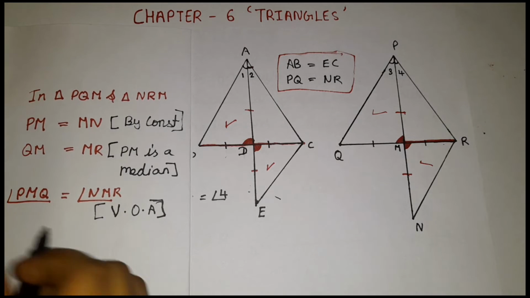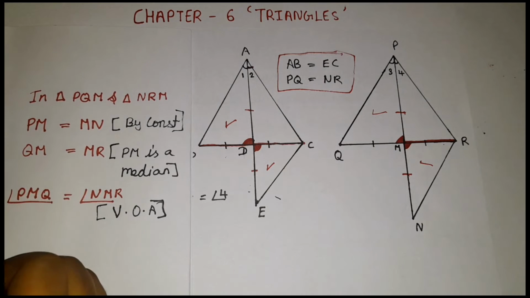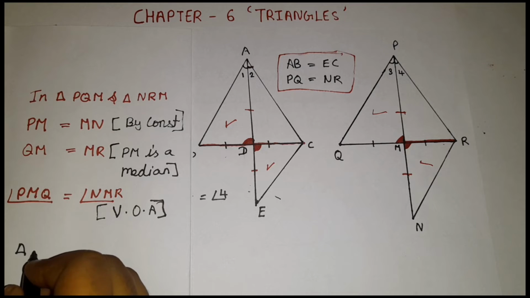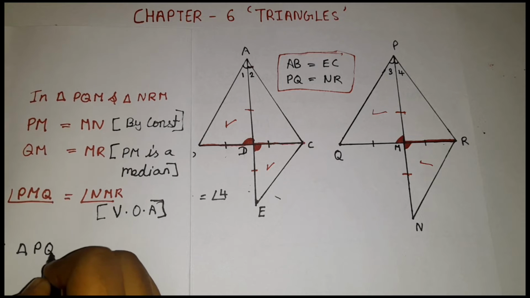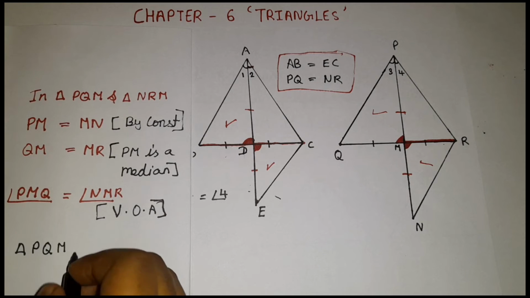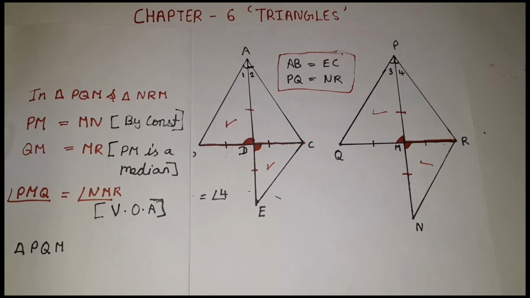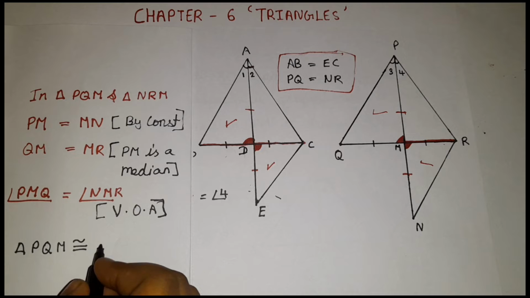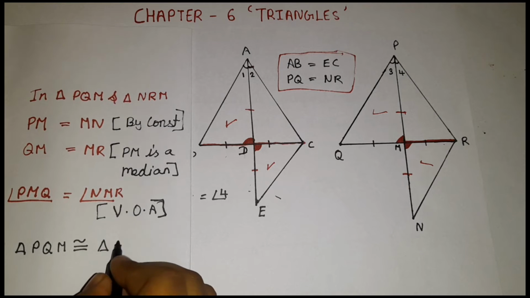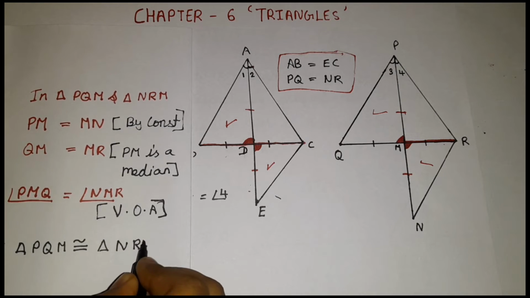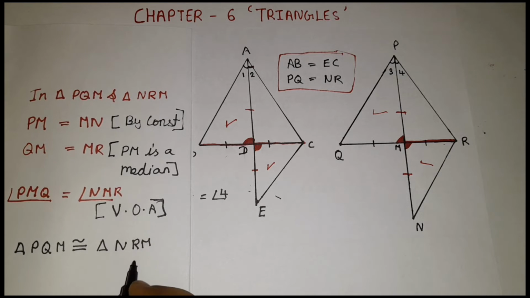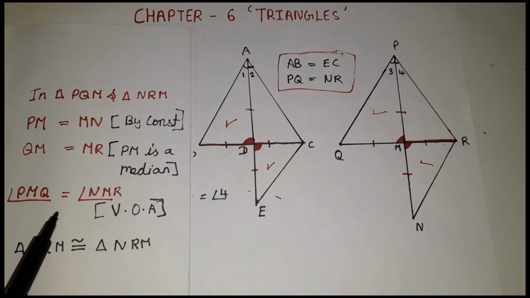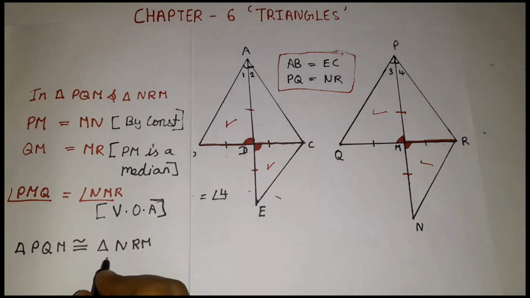Now I got two sides and one angle. Then I can say triangle PQM is congruent to triangle NRM. Am I right? I can say it is congruent. Why? Because I got two sides and one angle. By which criterion? By SAS.